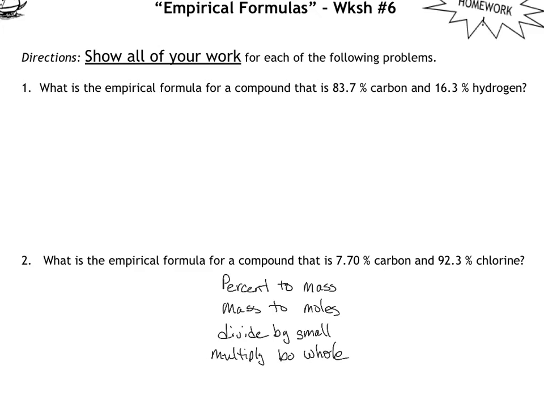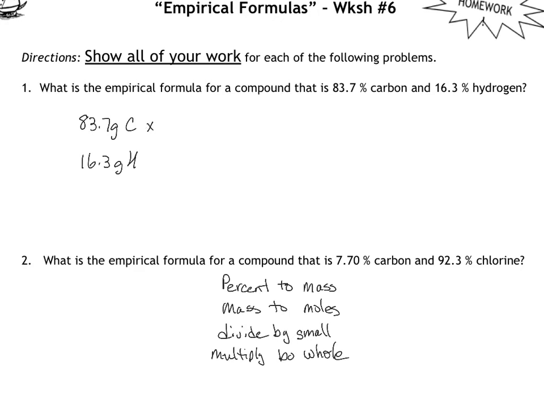The first thing is I'm going to take my percents and say that they're the masses. So if I've got 83.7 and 16.3, we're going to pretend that the weight of the compound is 100 grams. So I would have 83.7 grams of carbon, and I would have 16.3 grams of hydrogen. So now I've done the percent to mass. Well, now I need to find out how many moles I have. So now I'm going to do the mass to moles.